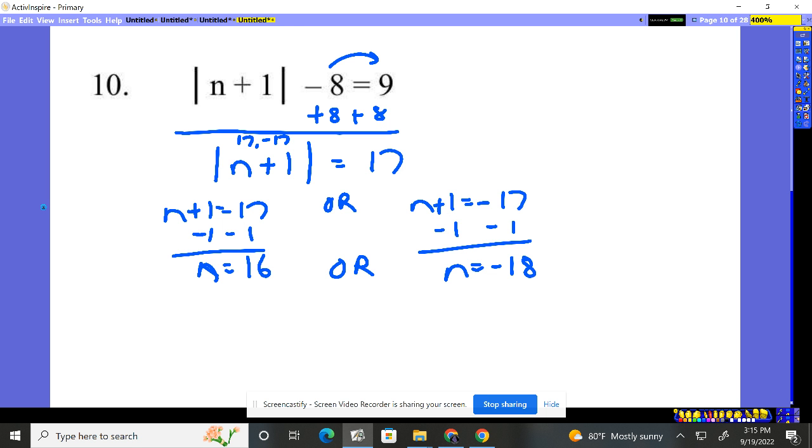If you plug in 16 plus 1, that's 17. Absolute value of 17 minus 8 is 9. Plug in negative 18. Negative 18 plus 1 is negative 17. But the absolute value of negative 17 is 17 minus 8 is 9.